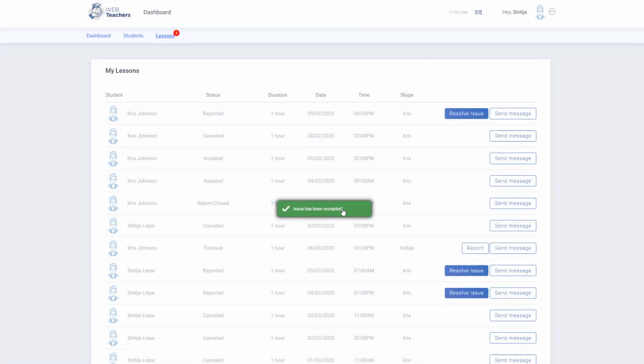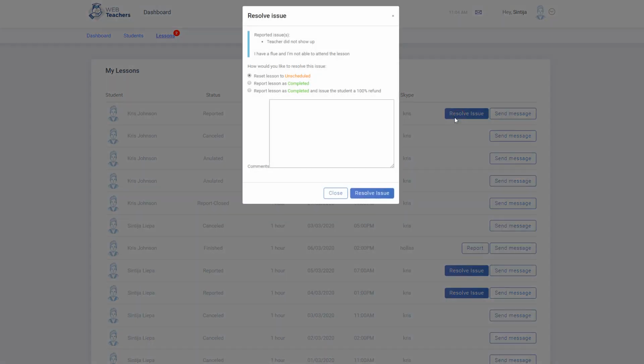Issue has been accepted, and it is your responsibility as a teacher to resolve all issues. So what we do is click resolve issue, and there we have three options. First option is reset lesson to unscheduled. By choosing this option, the lesson will be cancelled and the money will be returned to the customer's WebTeachers account. So for example, if you're not able to make the lesson, then you would choose this option because the customer should receive their money back.